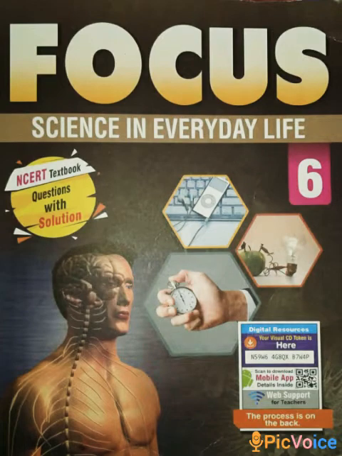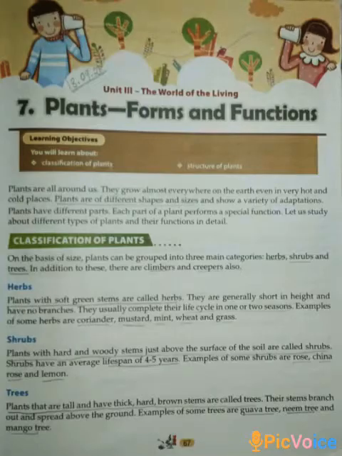Today we will learn about chapter 7, Plants, Forms and Functions. So dear children, open your book, page number 67. Chapter 7, Plants, Forms and Functions. Children, from this chapter we will learn about classification of plants and structure of plants.